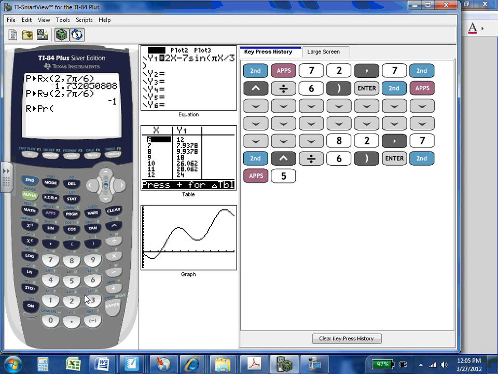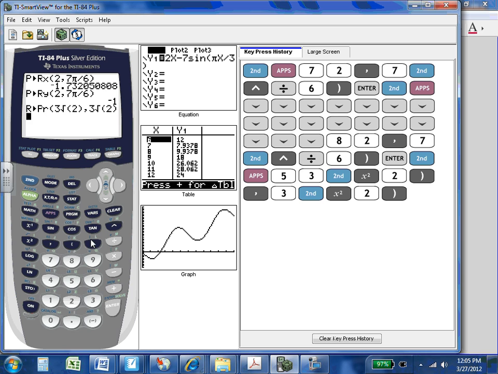So this is going to be 3 square root of 2, close out the square root, comma, and then I've got 3 square root of 2 again, close it up, enter. So my radius is 6. Come back to that and write it down in a minute. Now let's go for the angle measure.